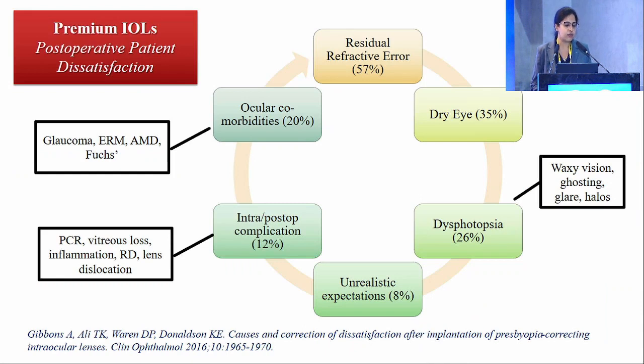So what are the reasons for post-operative patient dissatisfaction after premium intraocular lens implantation? Residual refractive error in 57%, dry eyes in 35%, dysphotopsia including waxy vision, ghosting, glare, halos in 26%, unrealistic patient expectations in 8%, intraoperative or post-operative complications such as PCR, vitreous loss, inflammation, RD, lens dislocation in 12%, and ocular comorbidities in 20%, which actually are the wrong patients to select for premium IOLs. Here I'll be covering a few common reasons for post-op patient dissatisfaction: residual refractive error, dry eyes, and dysphotopsia.